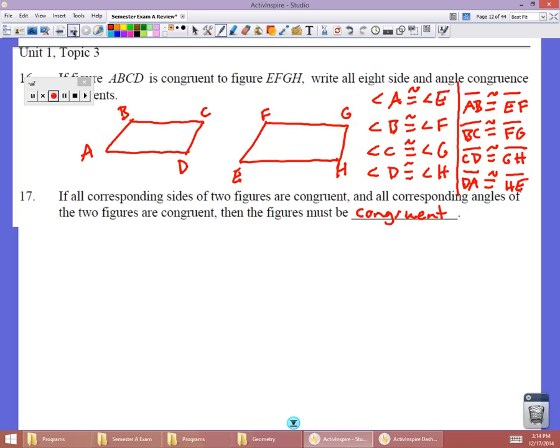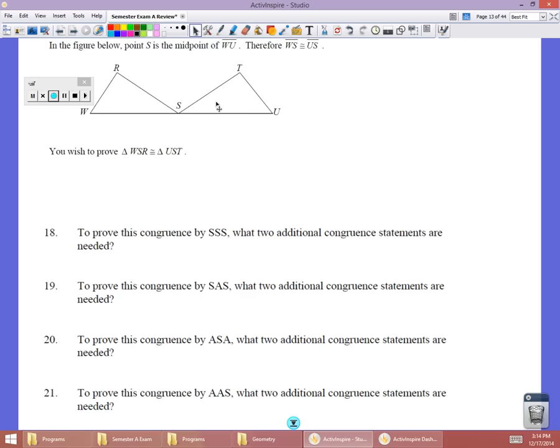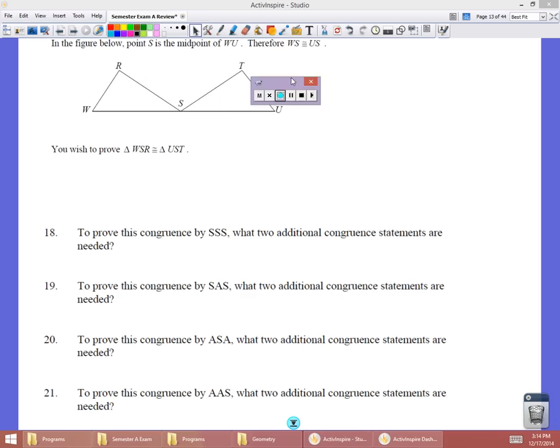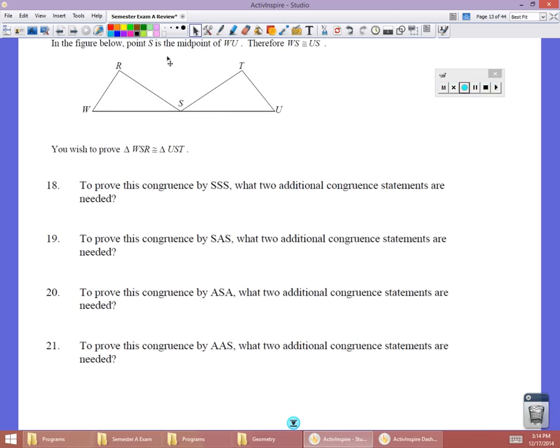Alright, moving on to problem number 18. Looks like 17 is still at the top of the page there, so we're going to move that up. Okay. This says, in the figure below, point S is the midpoint of WU. So the first keyword there is midpoint. Remember, midpoint means that the point is in the middle.